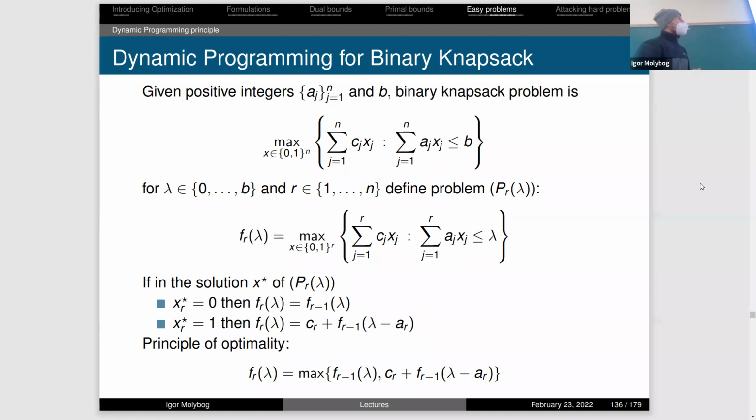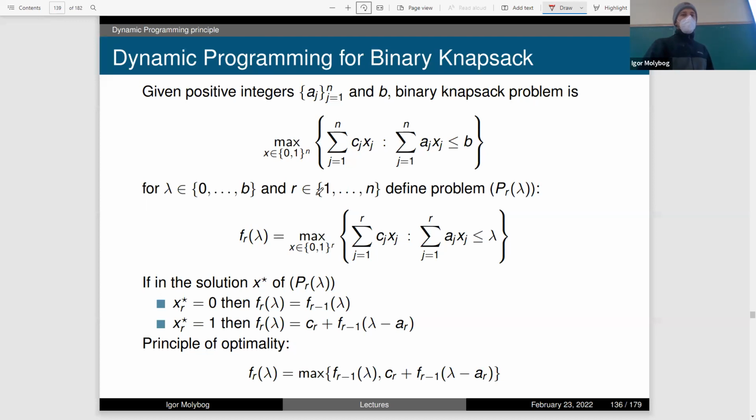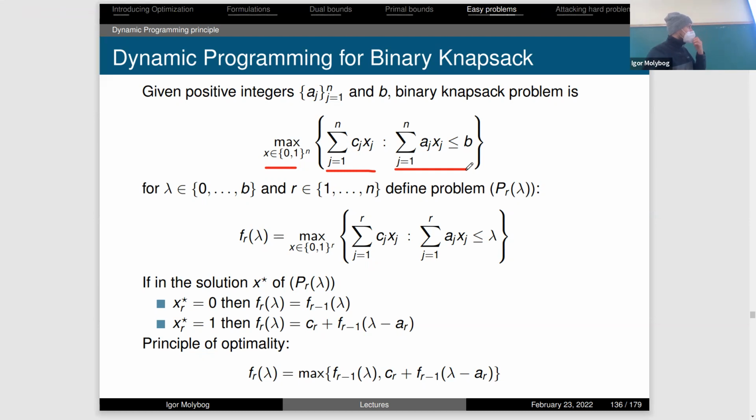Okay, so given positive integers aj and b, the right hand side, also a positive integer, a binary knapsack problem is the maximization problem of a linear objective subject to a single inequality constraint, right? So we have cj's being the values of the items that we are interested in. And we have aj's, which are the weights, and there's a capacity on the weight that we can carry, and each item can only be taken once. So for each item, there is a binary variable that tells us if we are carrying it or not. And we would like to maximize the total value of the items that we are carrying.